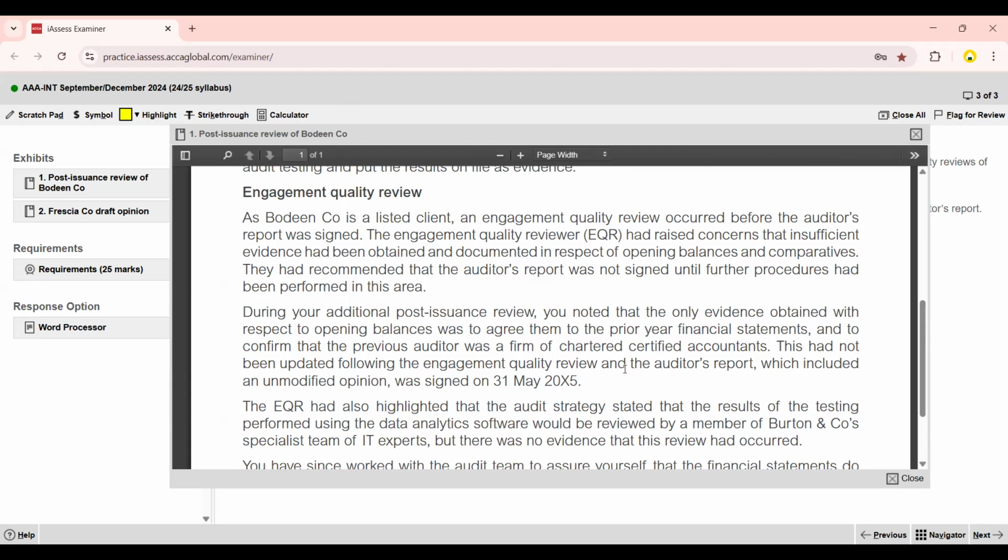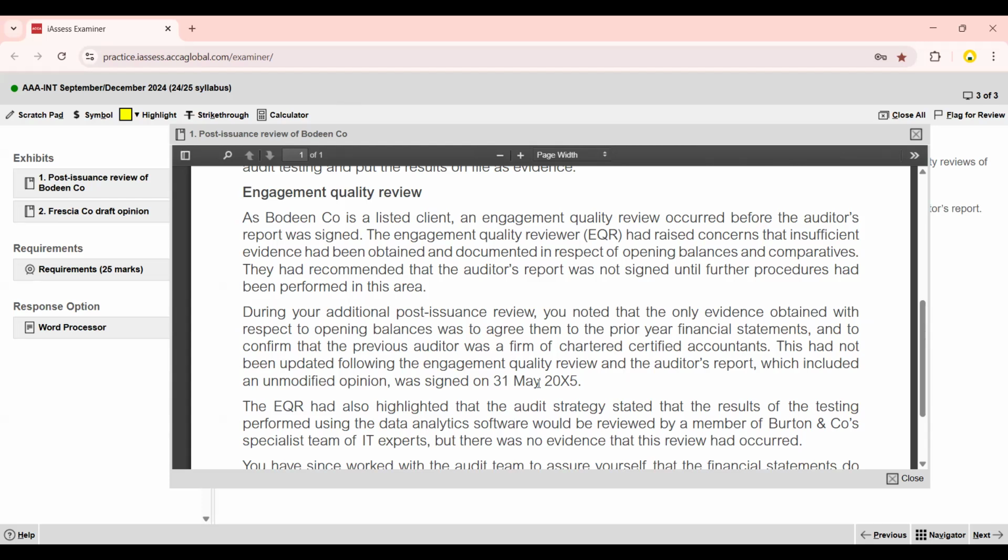And to confirm that the previous auditor was a firm of CCA. This had not been updated following the engagement quality review, and the auditor's report, which included an unmodified opinion, was signed on 31st May 2005. After all these issues, the opinion is unmodified.